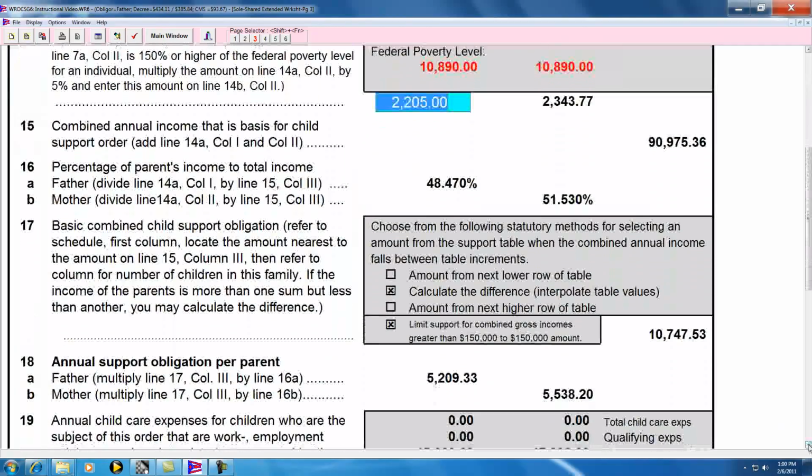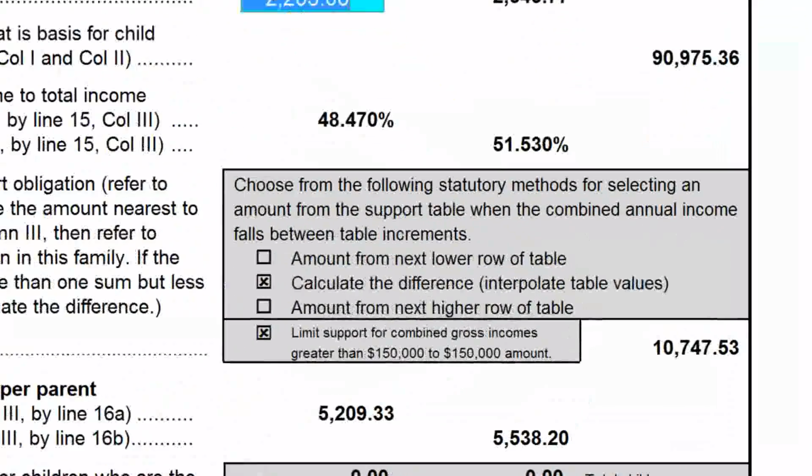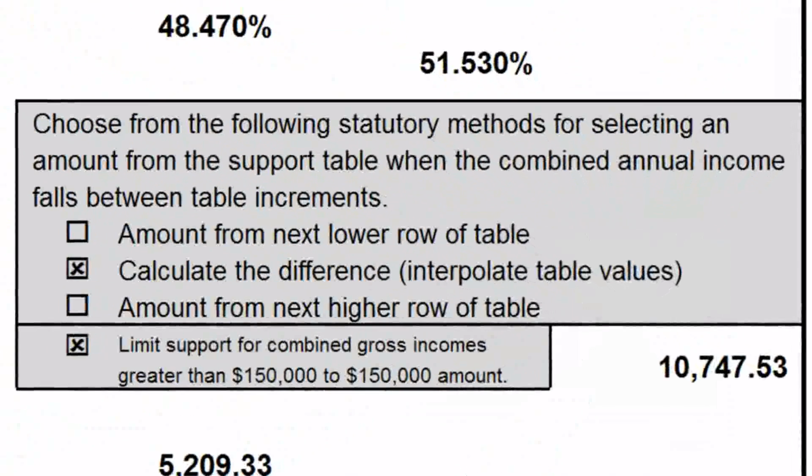Line 17 is an amount taken from the statutory child support table. Basically, it works by finding the row that matches the combined gross income and then looking over to the column for that number of children. This represents the amount it takes annually to support a particular number of children, in our example 1, in a lifestyle in keeping with the party's combined annual income. The first 3 check boxes in the gray box for this line let you switch between the 3 lookup methods referred to in the statute.